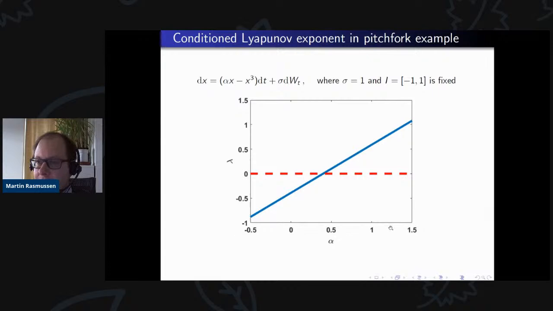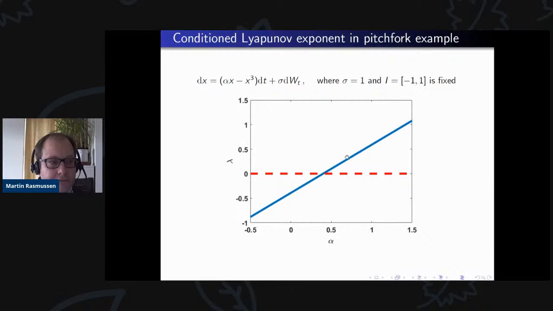And of course, first the conditioned Lyapunov exponent is negative. So at alpha equal to 0, we create these two attracting fixed points, and we have a repelling fixed point, which is x equal to 0. Here the attracting fixed points still dominate, but at some point they move out with speed plus minus square root of alpha, and when alpha is bigger than 1, they are actually outside of the interval which we have fixed. But before that, we already see repelling behavior in this model.